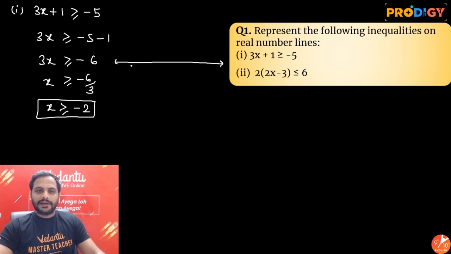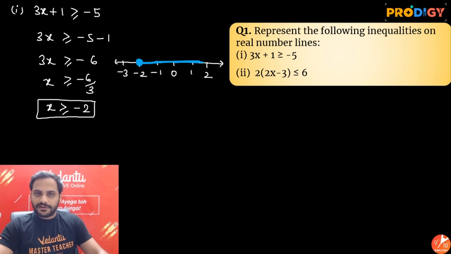If this is my number line, let's say it is minus 3, minus 2, minus 1, 0, 1 and 2. I know x is greater than or equal to minus 2. So minus 2 is included. That means a darkened circle, and since it is greater, greater value means towards the right hand side.